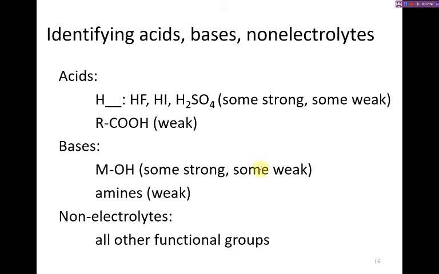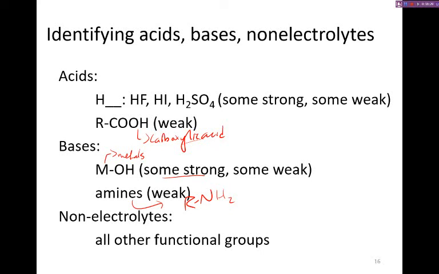Then we have the functional group, carboxylic acid. As the name implies, these are acids. And these are always, for our cases, going to be weak acids. For bases, we have metals bound to hydroxides. Some are strong, some are weak. You need to know the list of strong bases. And then finally, we have our functional group, which are the amines, which are nitrogen-bearing compounds.